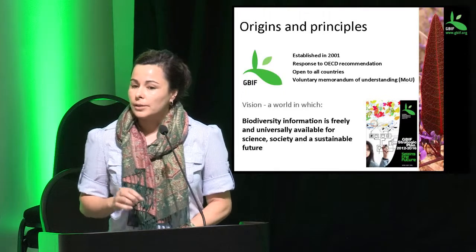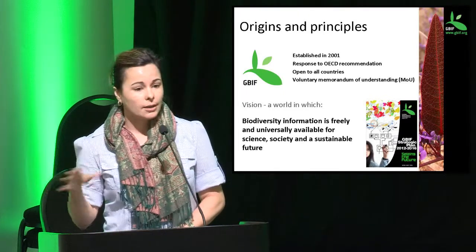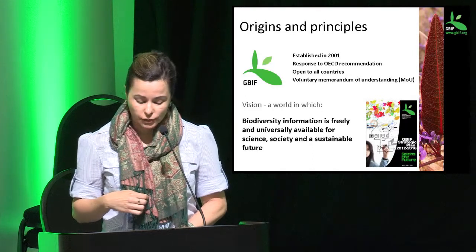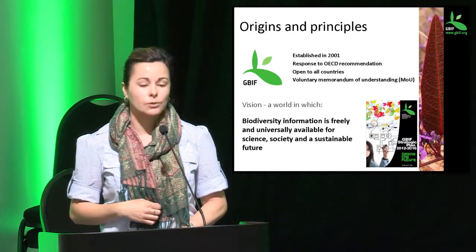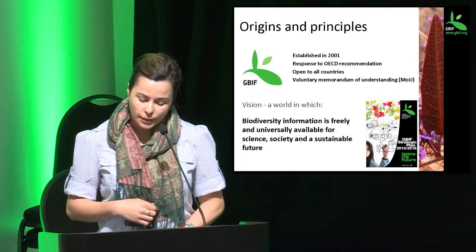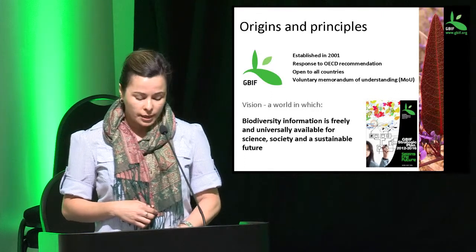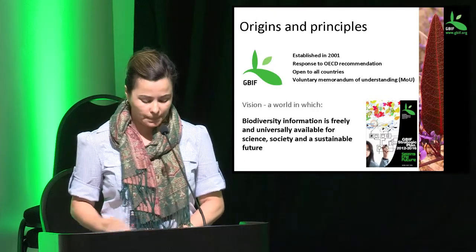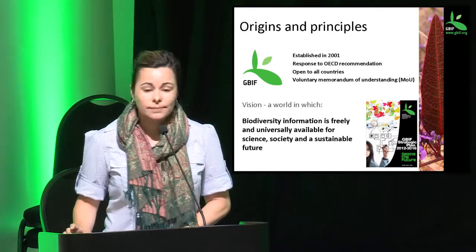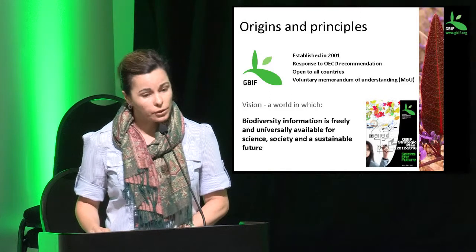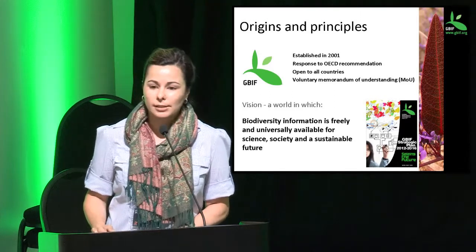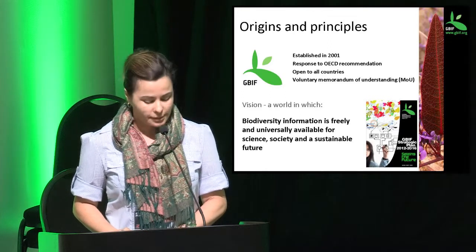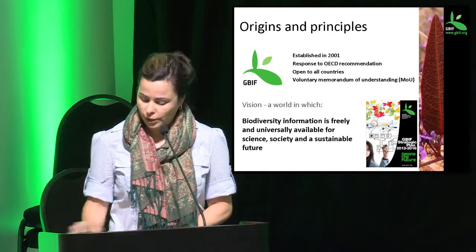GBIF operates through a network of nodes, of which Australia and New Zealand both have one, coordinating the biodiversity information facilities of participant countries and organisations, collaborating with each other and the Secretariat to share skills, experiences and technical capacity. GBIF's vision is to have a world in which biodiversity information is freely and universally available for science, society and a sustainable future.